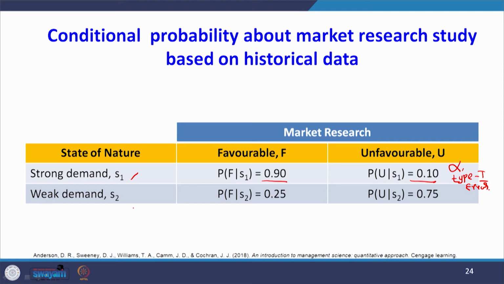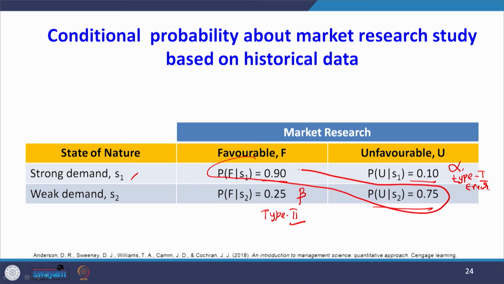Look at the second row. When the demand is weak, what is the probability that the market research company will provide a favorable report? That is 0.25. This is called beta, which is nothing but the type 2 error. Something is weak, but the company provides a report that it is favorable. But look at the next one: when the demand is weak, what is the probability that the market research company provides an unfavorable report? It is 0.95.